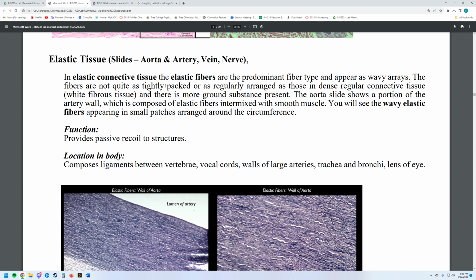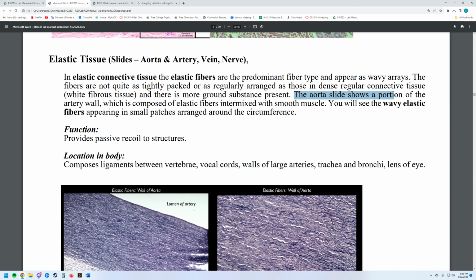Elastic tissue. It's going to show us a slide of the aorta, artery, vein, nerve, elastic connective tissue. In elastic connective tissue, the elastic fibers are the predominant fiber type and appear as wavy arrays. The fibers are not quite as tightly packed or as regularly arranged as those in dense regular connective tissues like tendons and ligaments, I'm assuming. And there's more ground substance present.